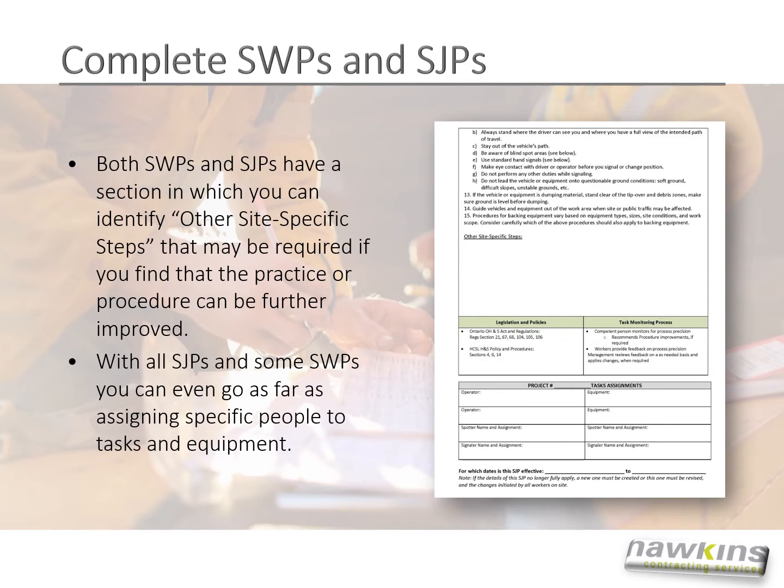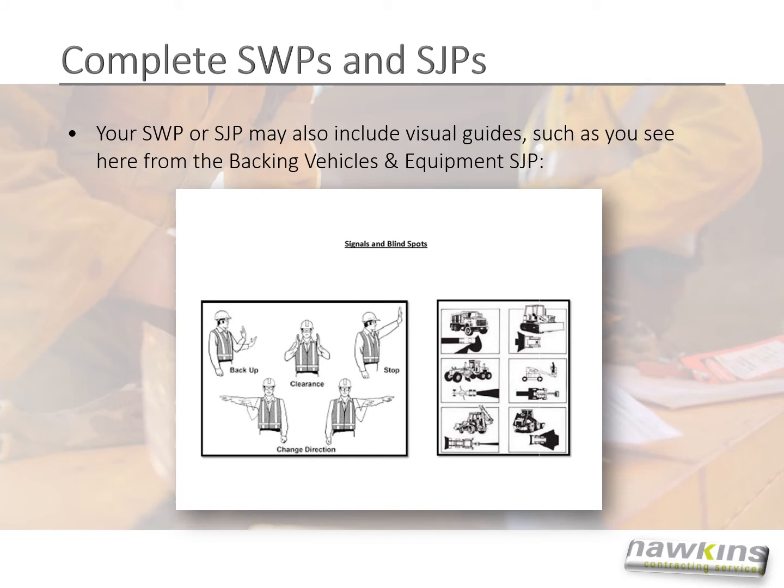Both safe work practices and safe job procedures have a section in which you can identify other site-specific steps that may be required if you find that the practice or procedure can be further improved. With all safe job procedures and some safe work practices, you can even go as far as assigning specific people to tasks and equipment. Your safe work practice or safe job procedure may also include visual guides, such as you see here from the backing vehicles and equipment safe job procedure.